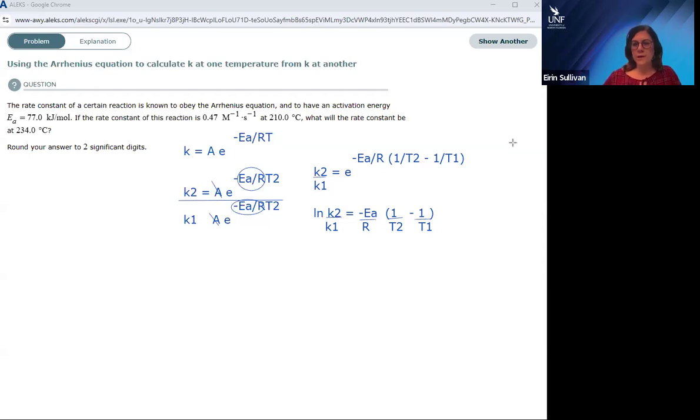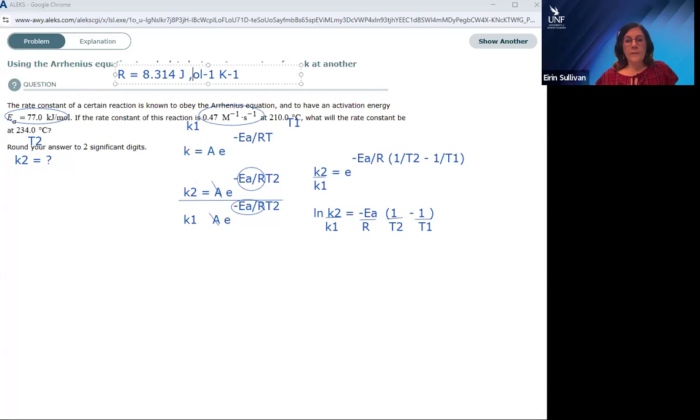So in this case, what do we have? Well, we have our activation energy. We have our rate constant here, so that is going to be our k1. We have the temperature that corresponds to it, so that is going to be our T1, and then we're asked to find the rate constant at T2, so we're solving for k2. Little caveat here, we have to think about dimensional analysis. What is the gas constant? Well, in this case, we're going to use R equals 8.314 joules per mole per Kelvin.